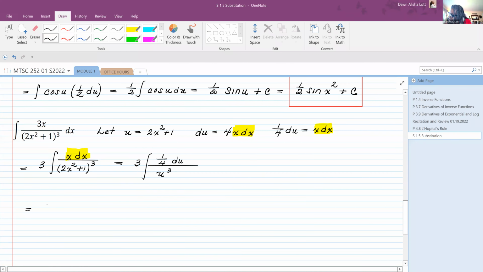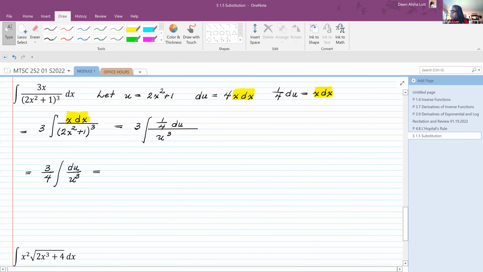So now I have 3 over 4, the integral of du over u cubed. Now again, I told you I can only do this with negative exponents. So this is 3 over 4, the integral of u to the negative 3 du. Okay, so now I'm going to go back to that first rule that we did, the integral of x to the n.